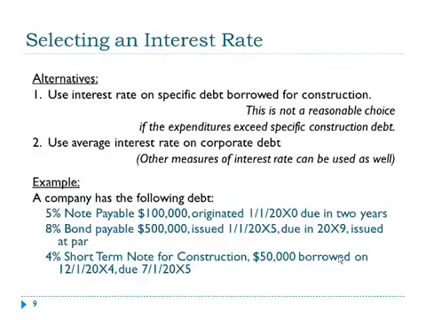When allocating interest, one major question is what interest rate ought to be used. There are several alternatives for this. One possibility is to use the interest rate on specific debt borrowed for construction. This is commonly done if that construction loan is going to cover all of the costs of construction, but it's not a reasonable choice if the expenditures exceed the specific construction debt. That is, the company may have borrowings completed in the past that are helping to fund this construction.